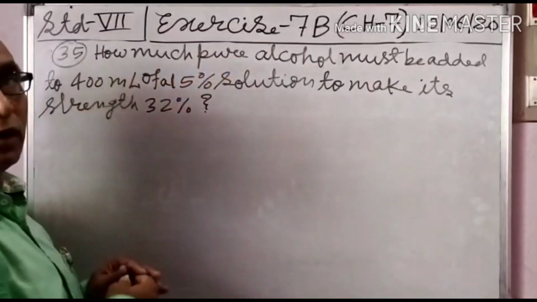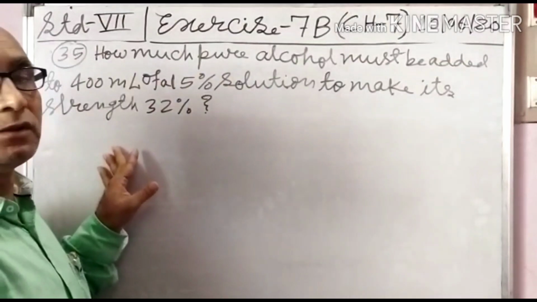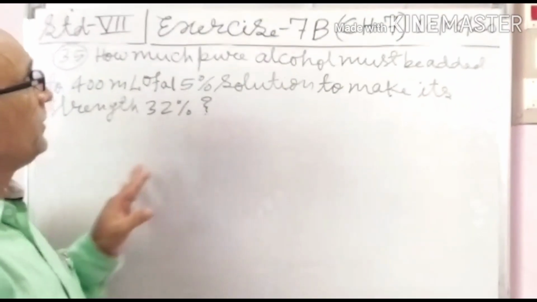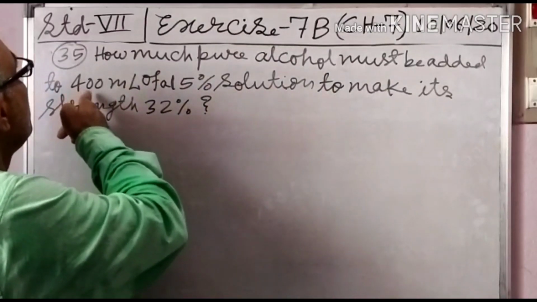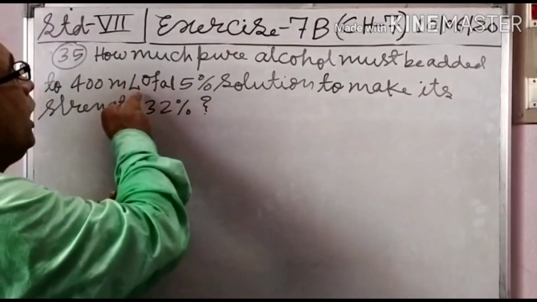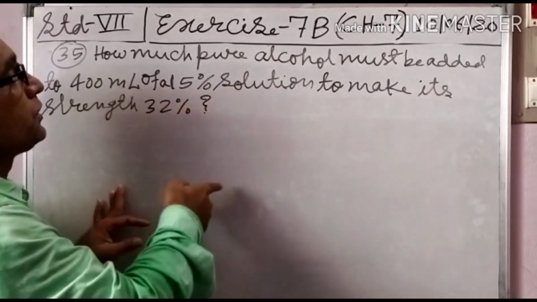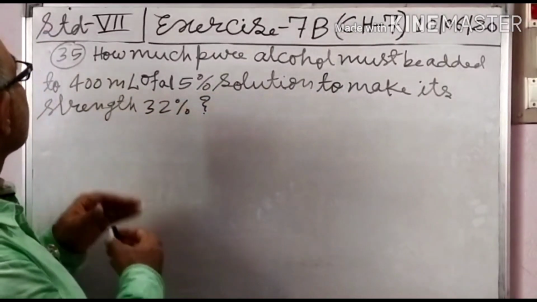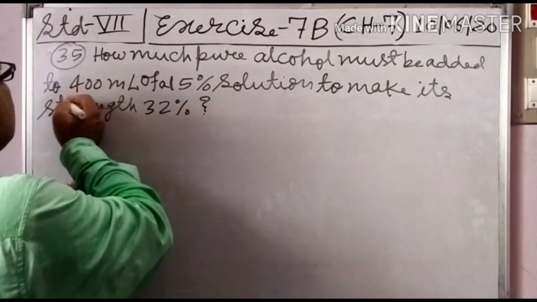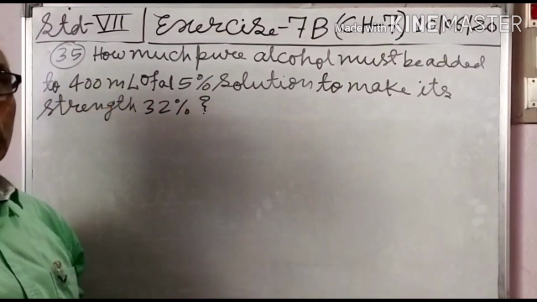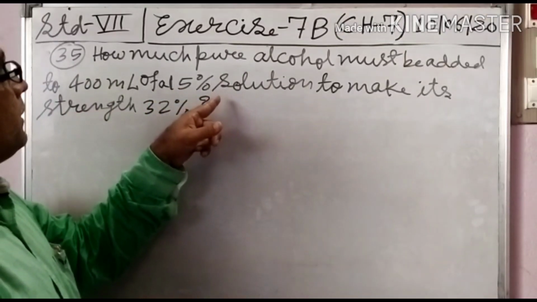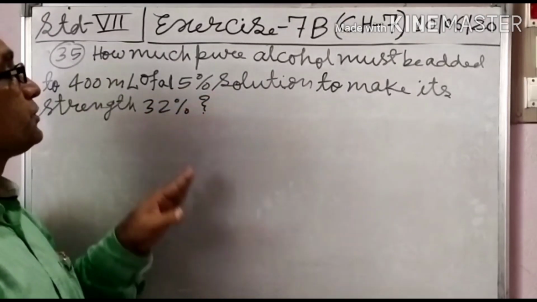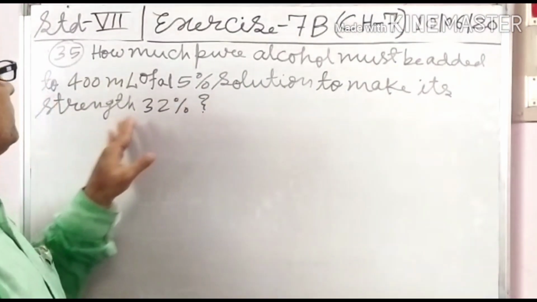How much pure alcohol? It is very important question of this exercise 7b. How much pure alcohol must be added to 400 ml of a 15% solution to make its strength 32%? 15% strength of solution is changed into 32% strength.